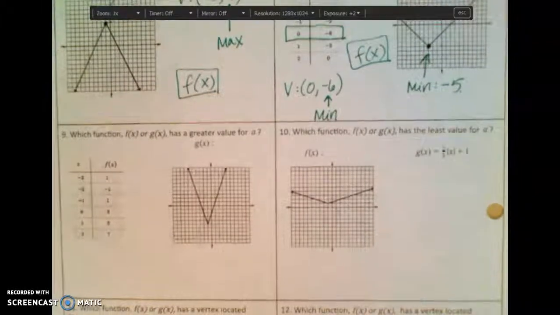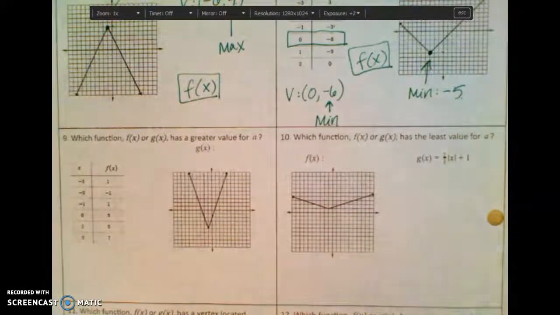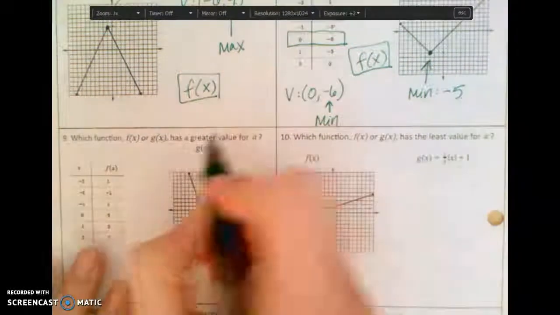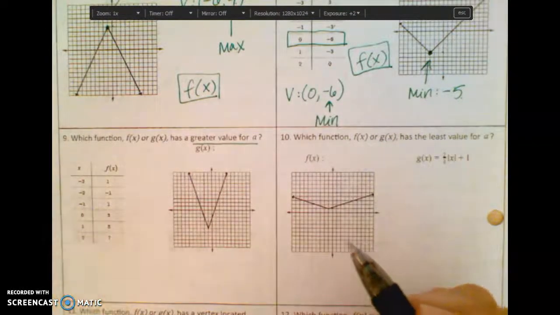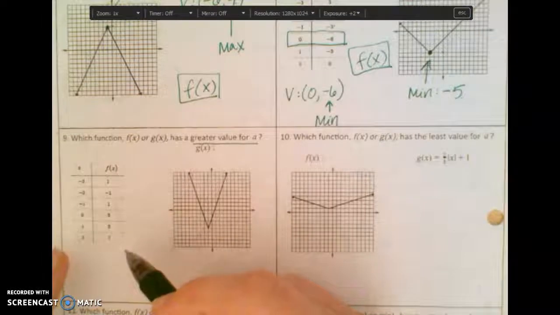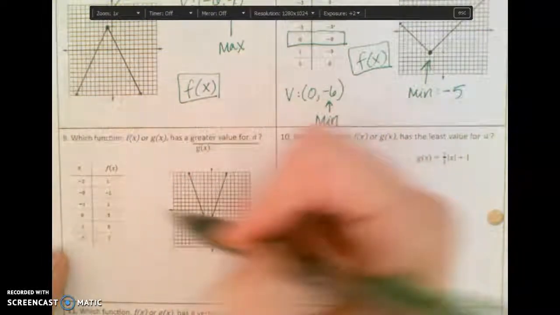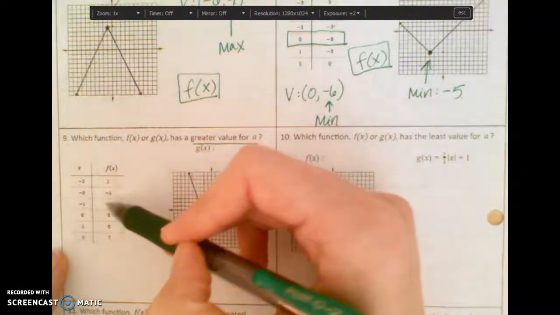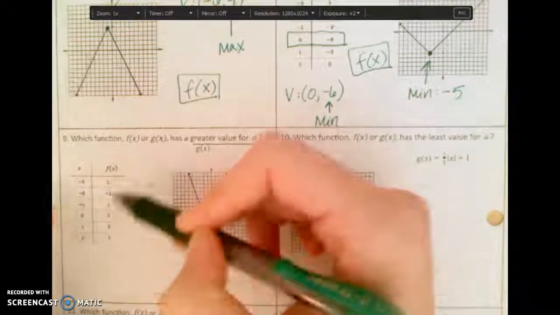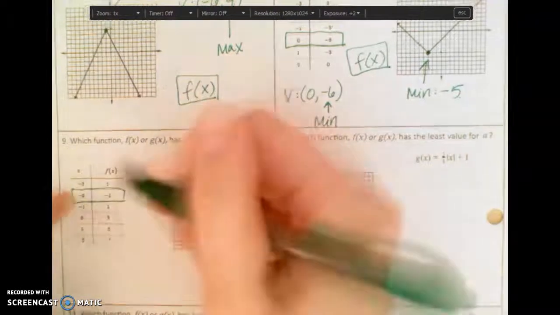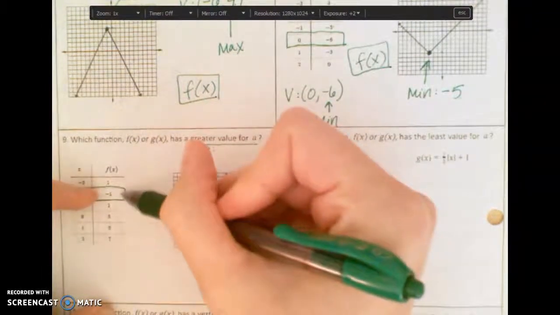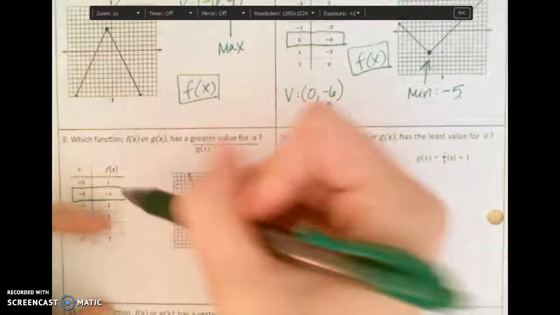All right, next set of questions we're comparing the a value. So number 9, which function has a greater value for a? Remember, a is kind of like our slope, so let's find it on the table. We're looking for mirroring numbers. So I see 1, negative 1, 1, 3, 5, 7. Here is my vertex. That's negative 2, negative 1 because we're mirroring. We go negative 2 and then to 1 and then 3, 5, 7.